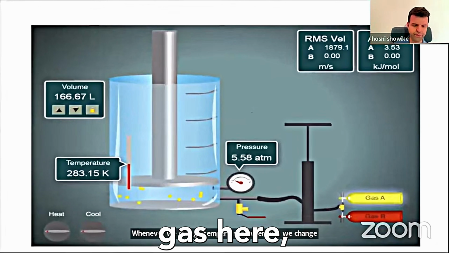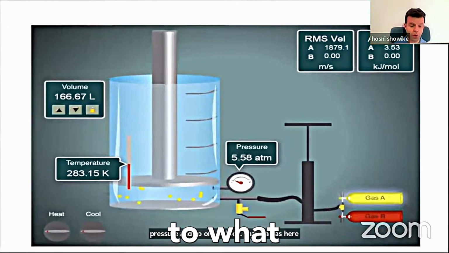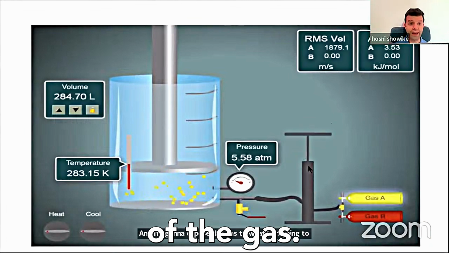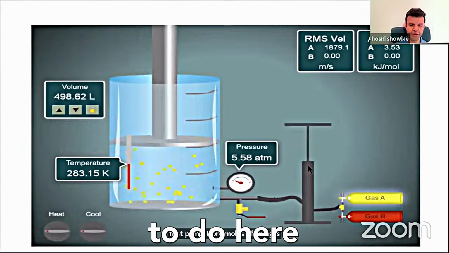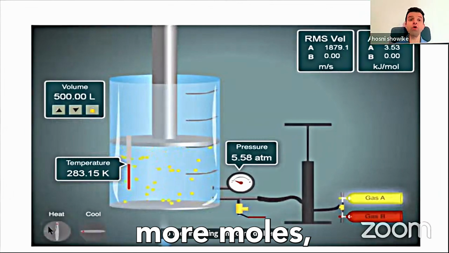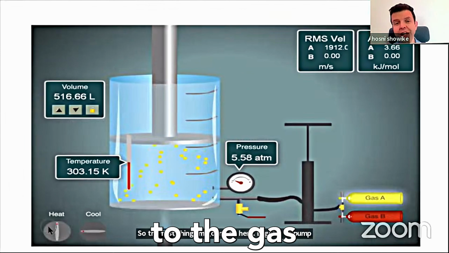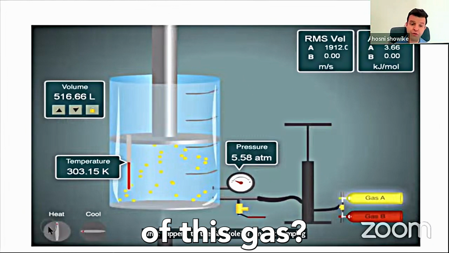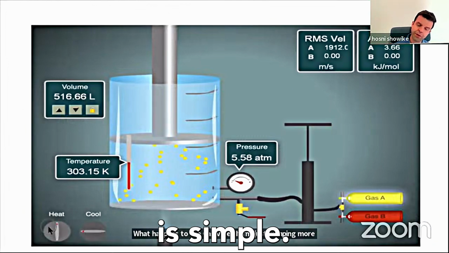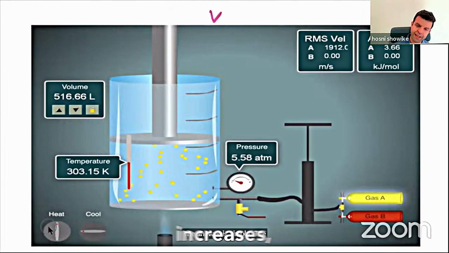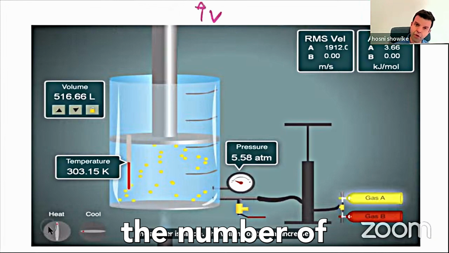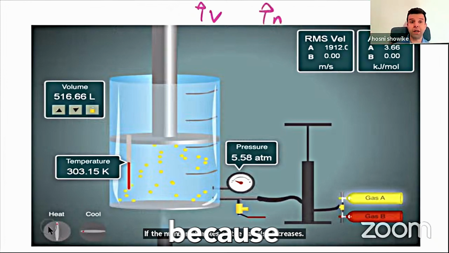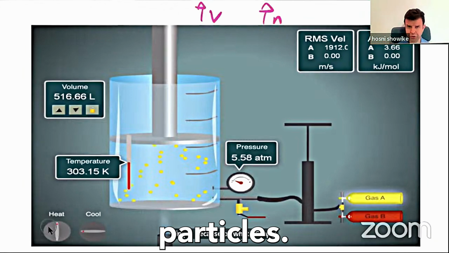I have a gas here, and I'm going to expose this gas to what? I'm going to first pump more moles of the gas. What happens to the gas volume if I'm just pumping more moles of this gas? The answer is simple. The volume of the gas increases if the number of moles of the gas also increases. Simply because there are more particles, right?